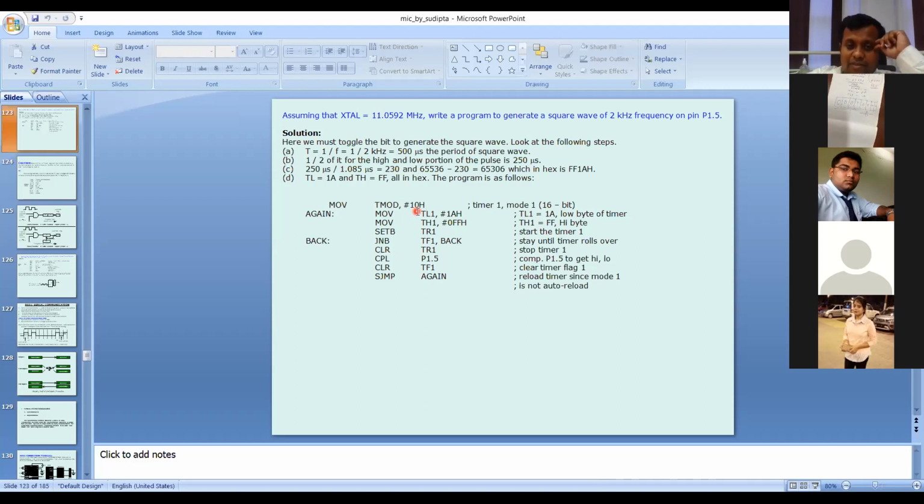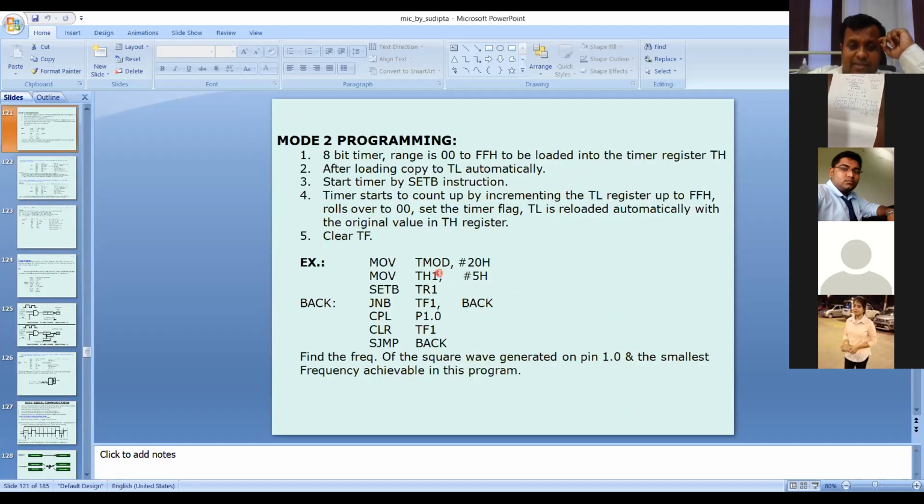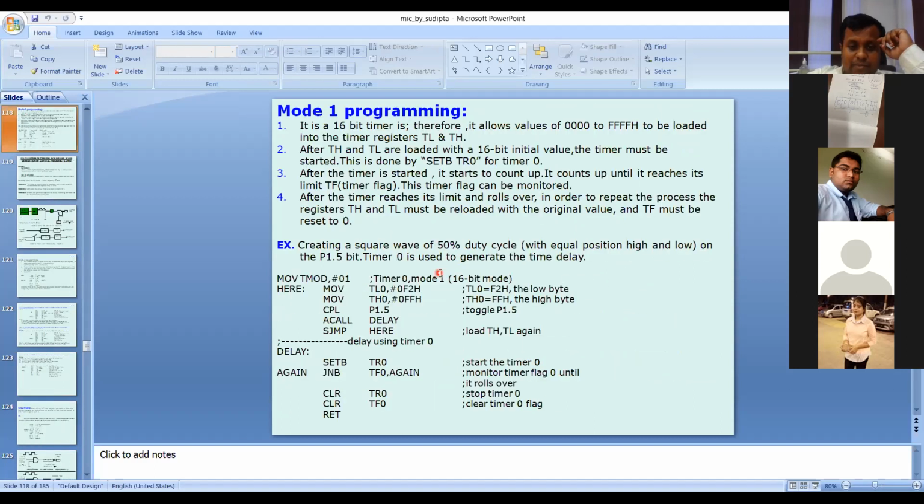Okay? Yes, sir. So just SETB TR1, so timer will start, then JNB TF1, back. So this line will be repeated once again and once again until it is 0. Then CLR TR1, stop the timer. CPL P1.5, just toggle, and CLR TF1. Same as this program. Right?